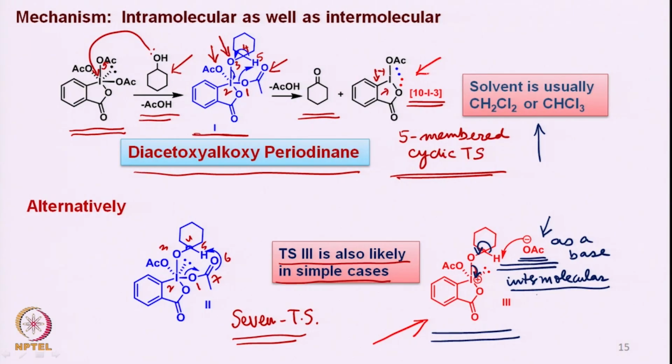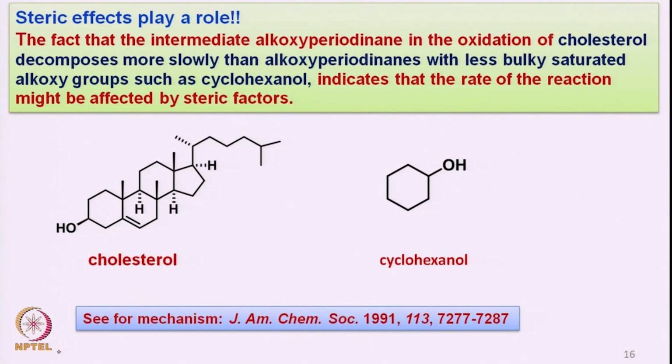What is the need to invoke the intermediates or the transition states of this type? Now, there is a reason. The steric effects play a very important role. The fact that the intermediate alkoxypyridinane in the oxidation of cholesterol decomposes more slowly than alkoxypyridinanes with less bulky saturated alkoxy groups such as cyclohexanol, indicates that the rate of the reaction might be affected by steric factors.